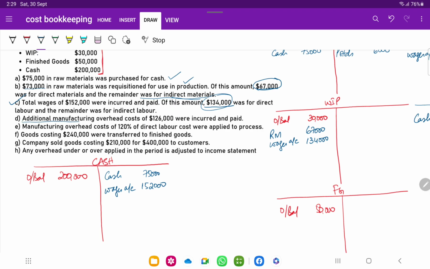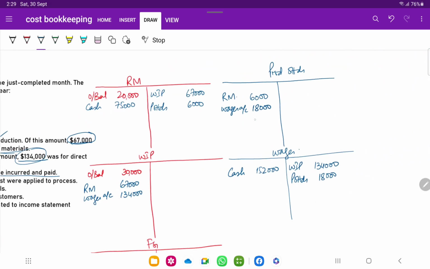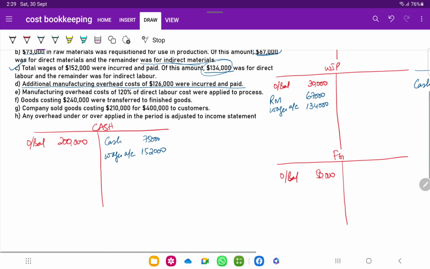Additional manufacturing overheads of 126,000 were incurred and paid. So production overheads debit with the reference of cash, and cash credit with a reference of 126,000, right?